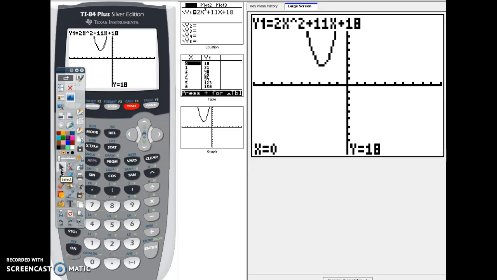Okay, so if there's one that you think is not going to work, check it in the calculator and then see for yourself.